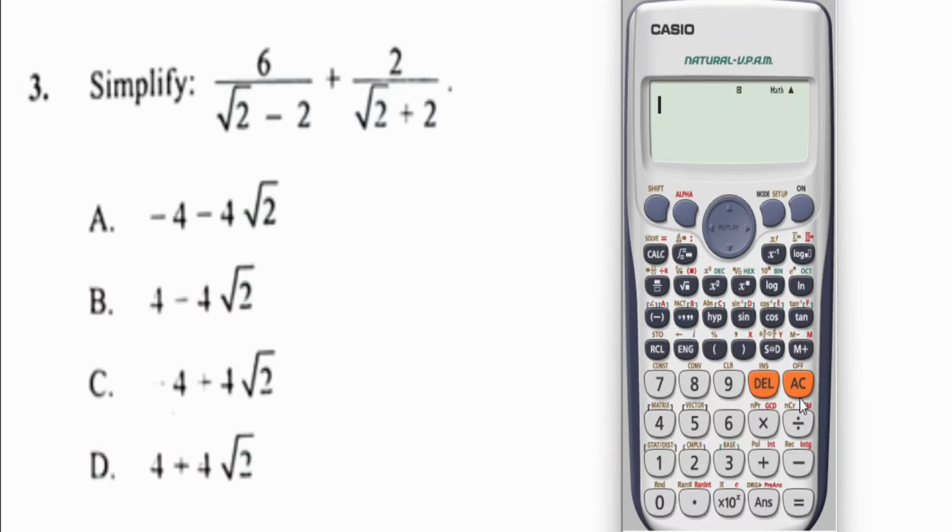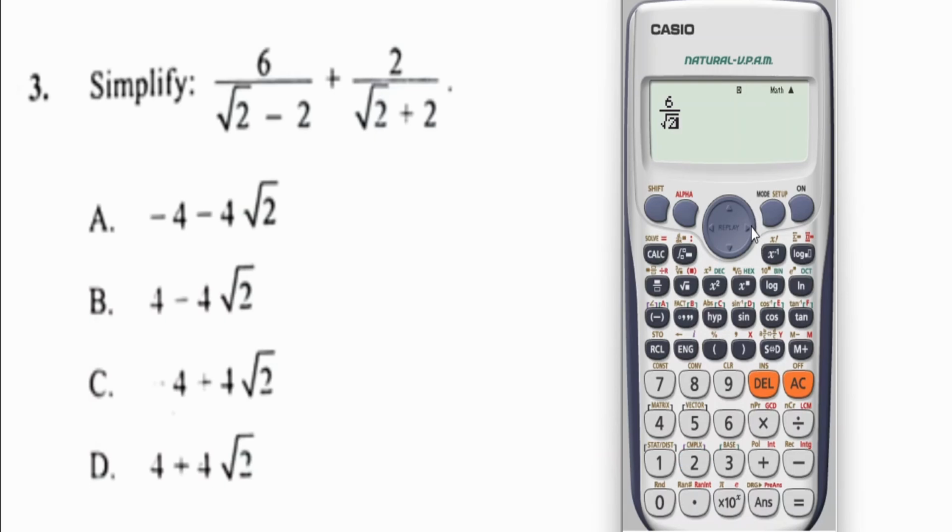Then remember I said we put it exactly the way we have it here. So let's put in our fraction sign first. Then after that, we put 6. Then we bring the down arrow key to bring the cursor down. Then we put in square root of 2.